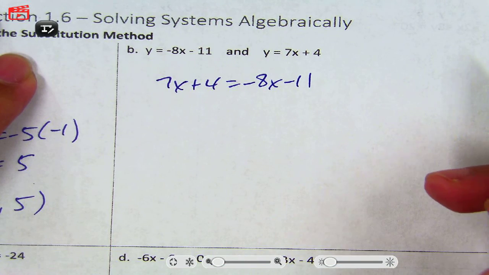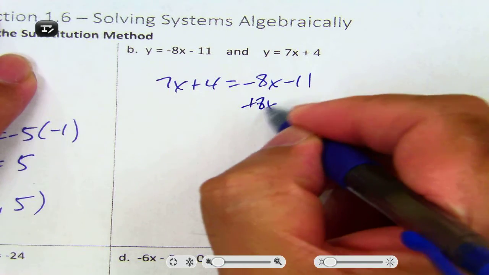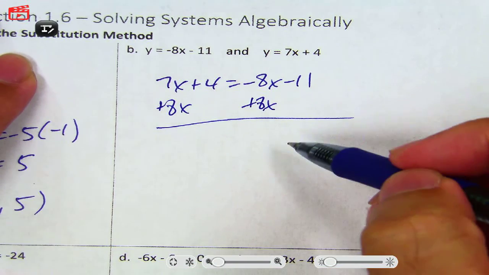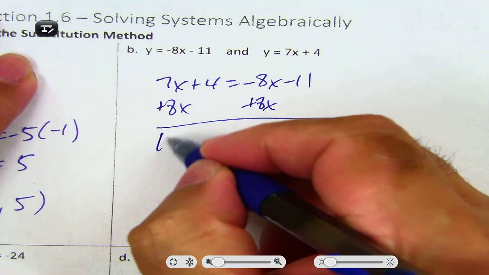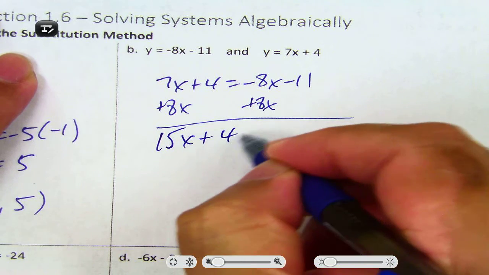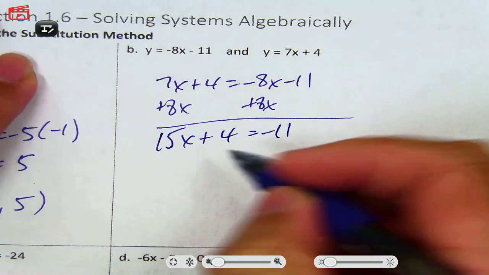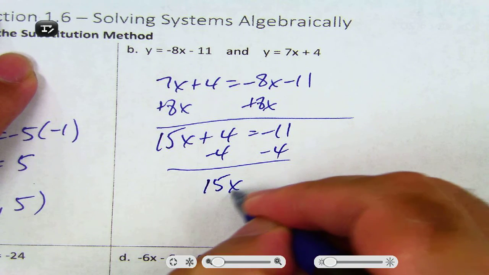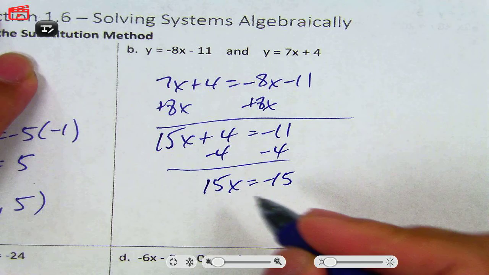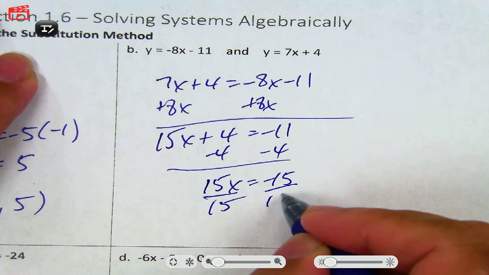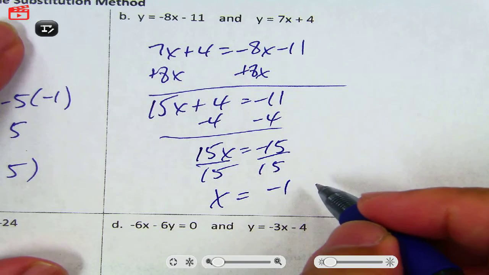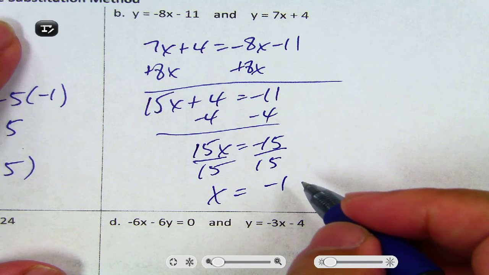Alright, you have a variable on both sides, so I'm going to add 8x to both sides to get rid of the variable from the right-hand side. That's 15x plus 4 equals negative 11. Continue to solve it, subtract 4 from both sides. Divide by 15. And I get x equals negative 1.